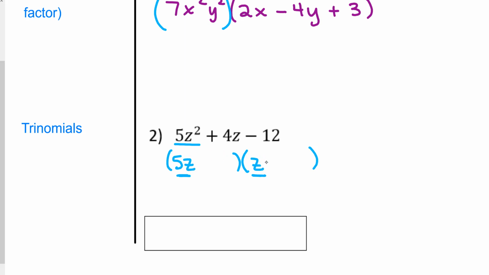Okay, and then remember, in the FOIL process, we multiply the lasts together, and the last would need to multiply to give us negative 12. So there are actually quite a few combinations of ways to get negative 12. It could be negative 3 and positive 4, positive 3 and negative 4, negative 6 and positive 2, etc., etc. So the key is to find a combination, if possible, so that when we multiply the insides and outsides together, they will add up to 4z.